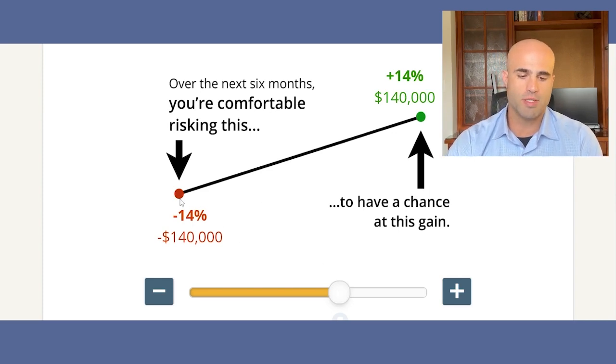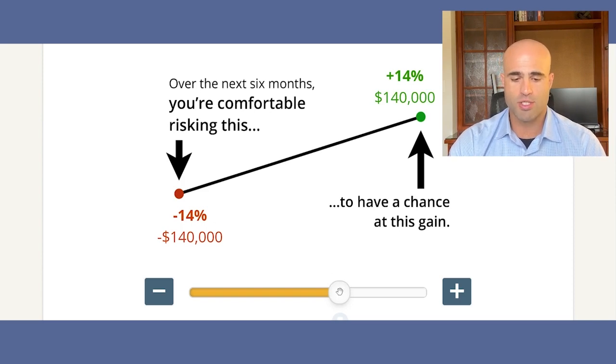And risk here means, how much downside would you be okay seeing in your portfolio? And at what point is it too much? Meaning, you wouldn't be able to sleep at night and you might start to feel like you need to sell or make an emotional decision instead of a rational decision. And you also would have the chance to make this much on the other side, right?